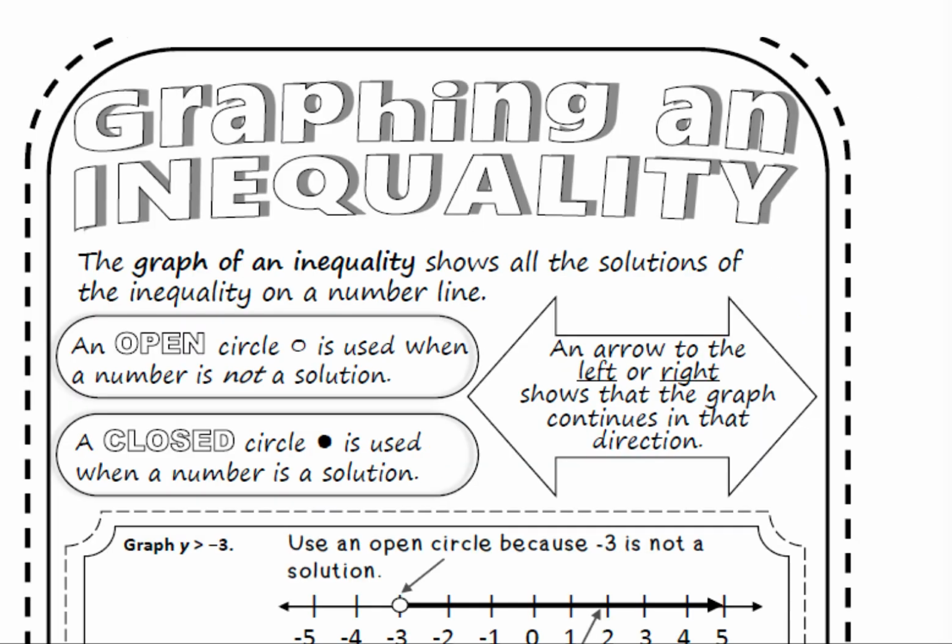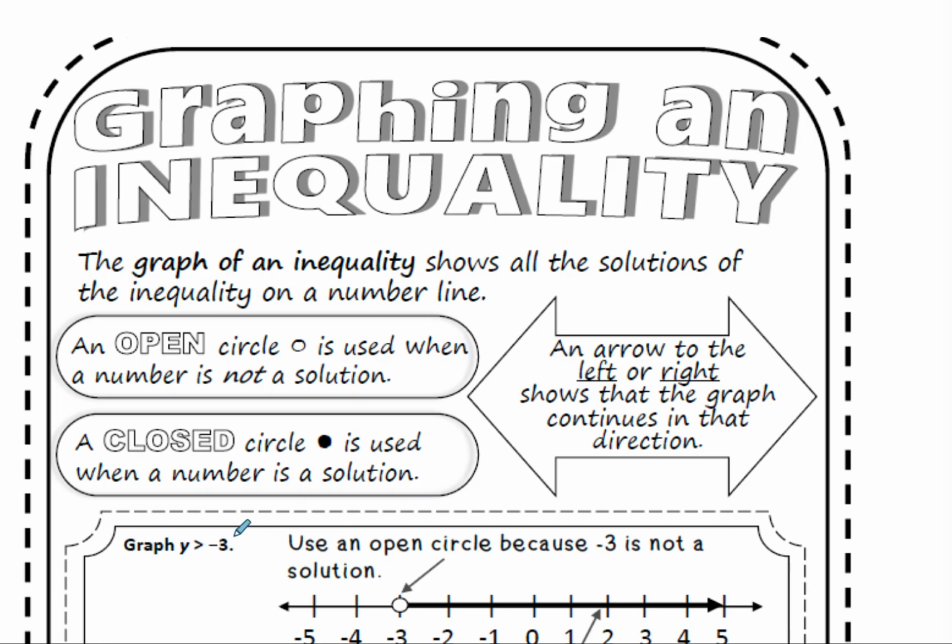All right, now let's take a look at how to graph an inequality. So a graph of an inequality shows all the solutions of an inequality on a number line. An open circle like this one is used when a number is not a solution. A closed circle like this is used when a number is a solution. And then the arrow that goes to the left or the right shows the graph continues in that direction. So we have to shade in everything that's a possible solution.